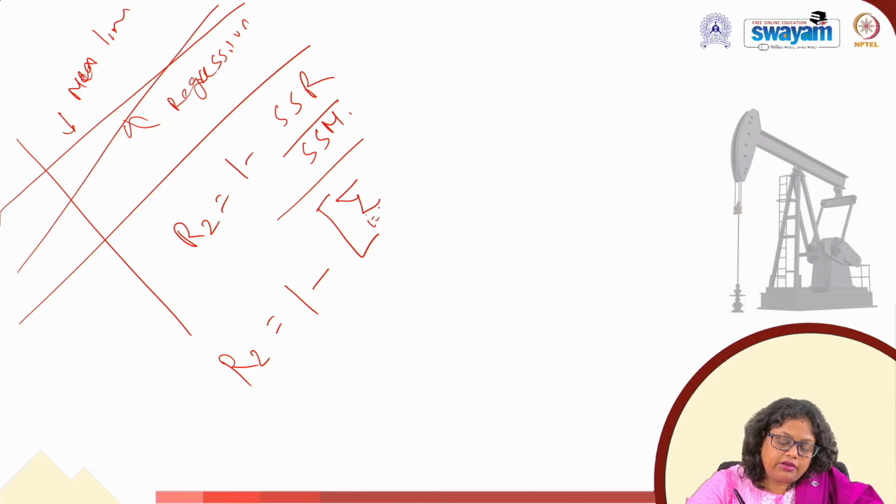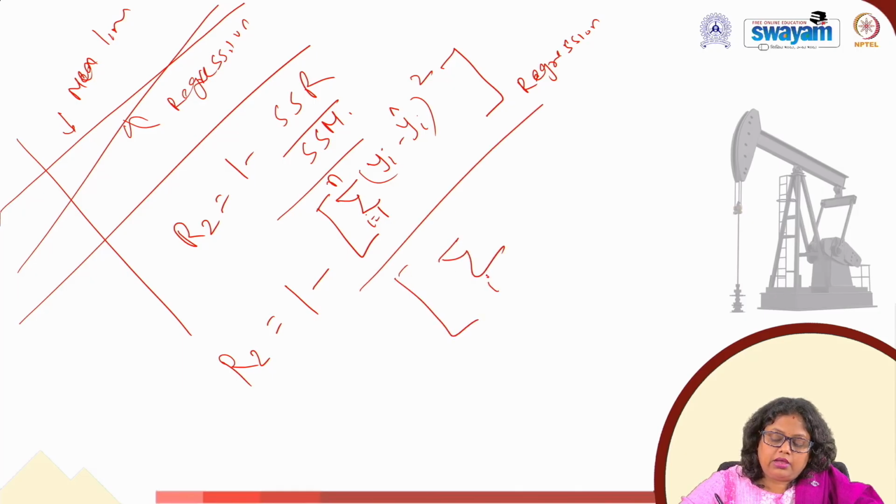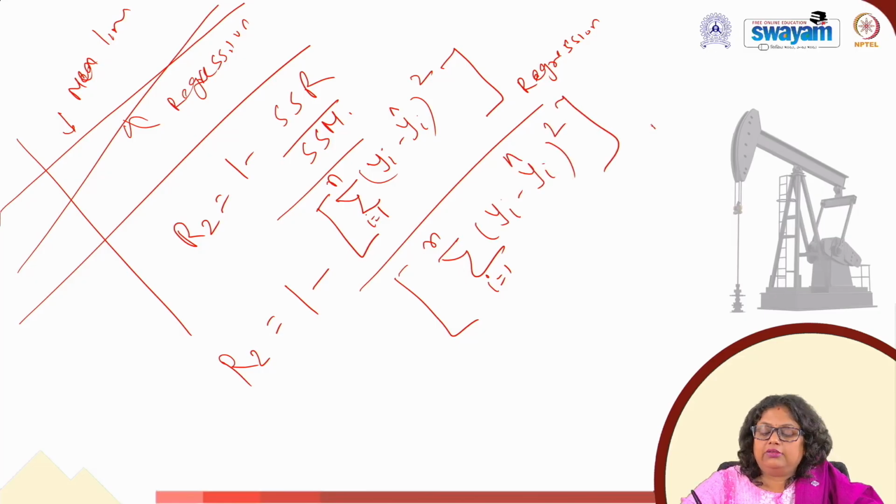Summation of i is 1 to n, (yi minus yi hat) whole square, and this is at the regression line. And this is the one, summation of i is equal to 1 to n, (yi minus yi hat) whole square. This is at the mean. You can mention mean. So this is the one we are calculating.